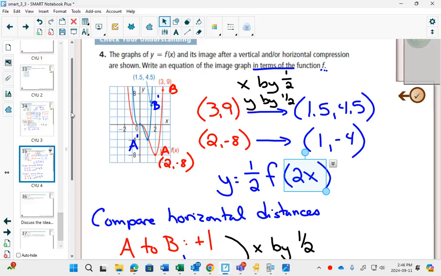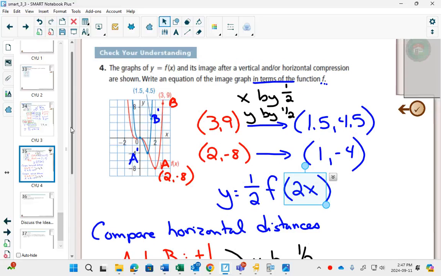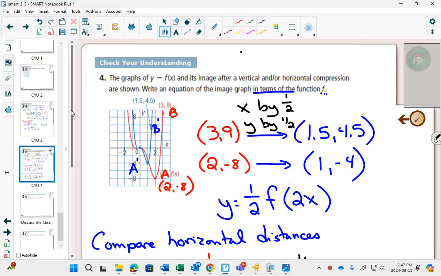All right, questions to circle on this one: 5, 12, 13, and 14.